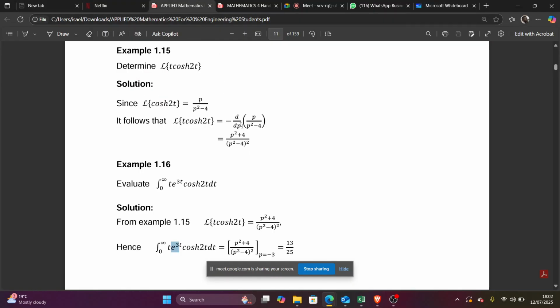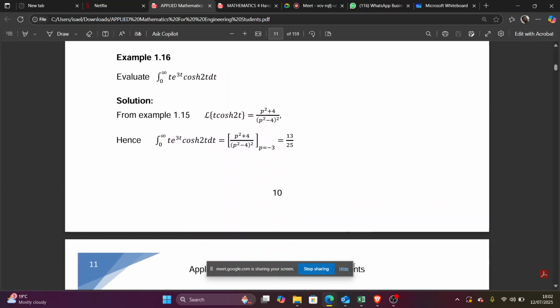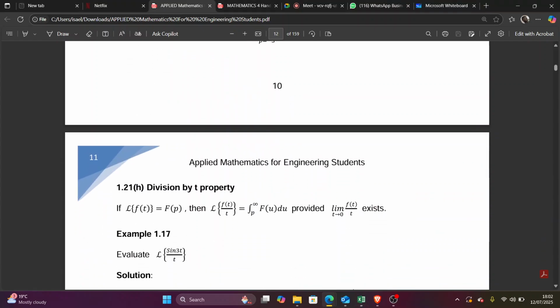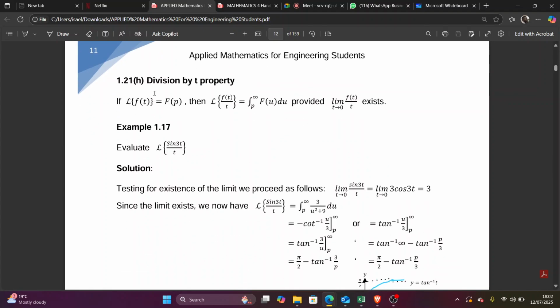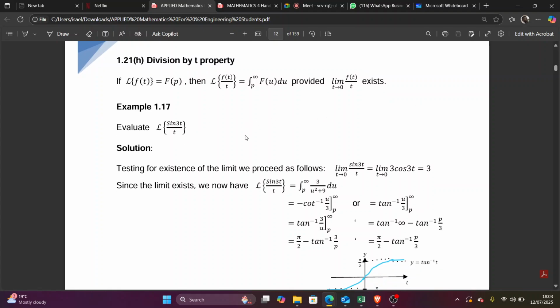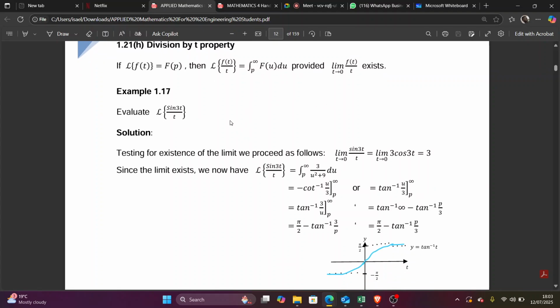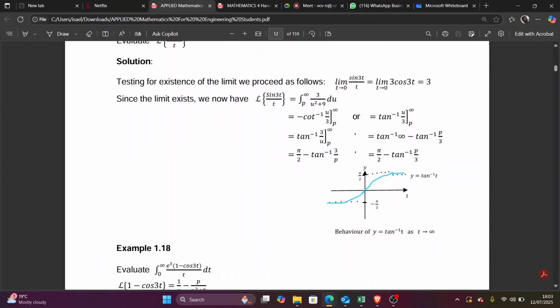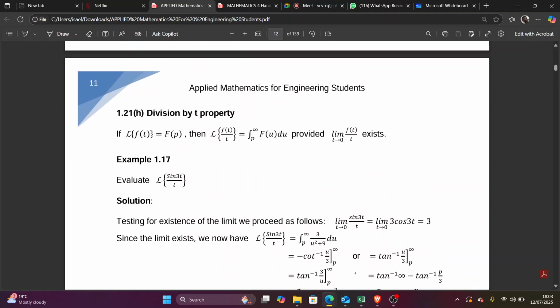Let's look at the note first. What does the note say? It says if you have Laplace of f of chi, then the Laplace of f of chi over chi would be this, provided the limit of existence of this, and then there is a solution of this. So anyway, let's do it.